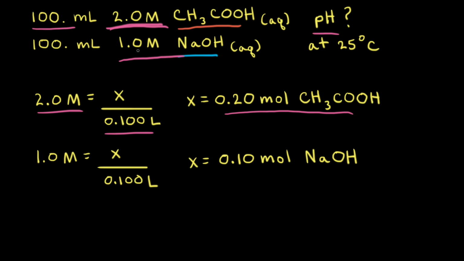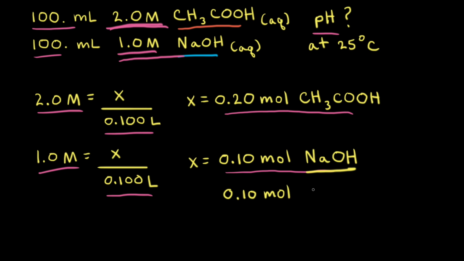For our strong base, the concentration is 1.0 molar, and the volume is 100 milliliters, which is 0.100 liters. So solving for X is equal to 0.10 moles of NaOH. And because NaOH is a strong base, it dissociates 100%. So if there's 0.10 moles of NaOH, there's also 0.10 moles of hydroxide ions, OH-. In solution, the hydroxide anions will react with acetic acid.